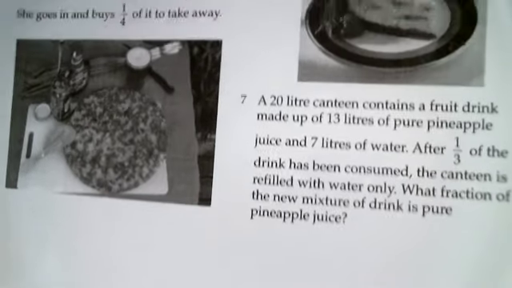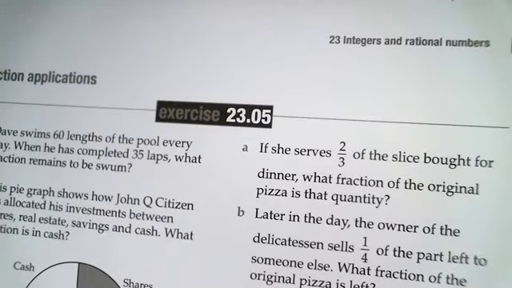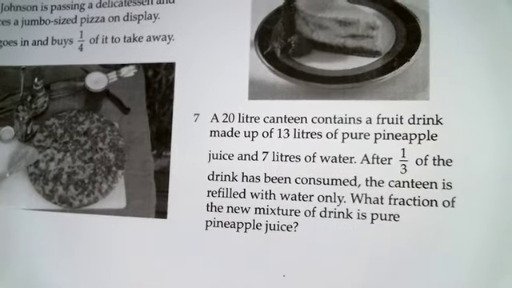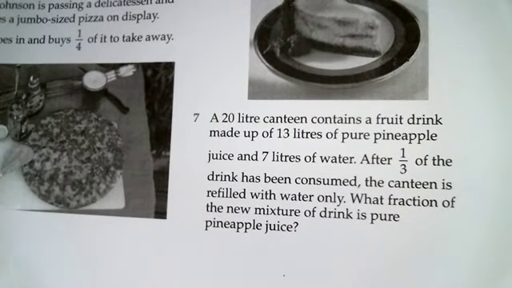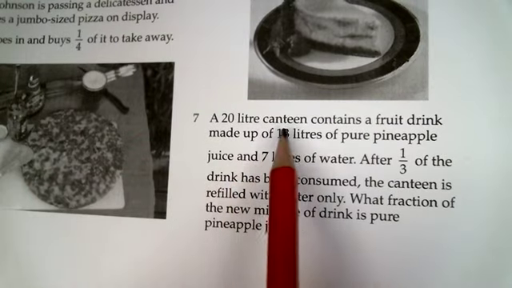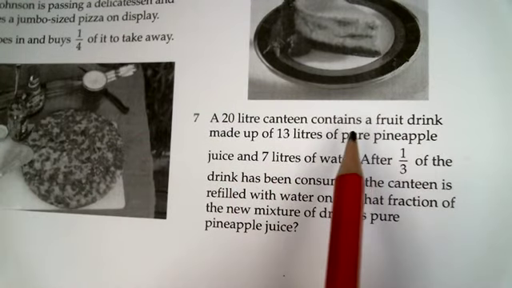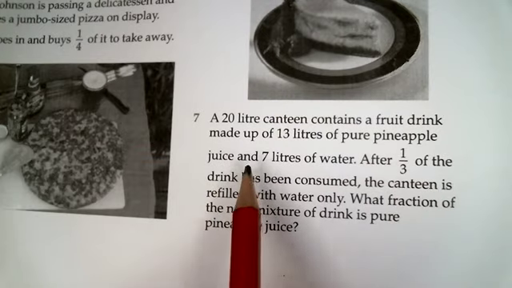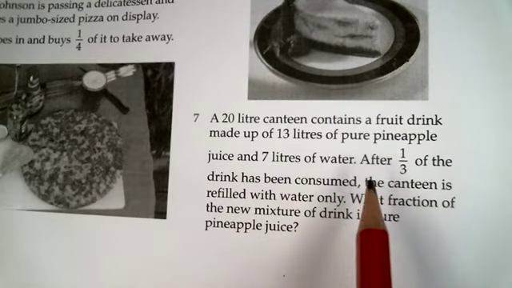This is question 7. This is from Gamma, exercise 23.05. And I've just been asked to do this one. I love this question, by the way. It's about fractions. And it says a 20-litre canteen contains a fruit drink made up of 13 litres of pure pineapple juice and 7 litres of water. So let's just do that first.